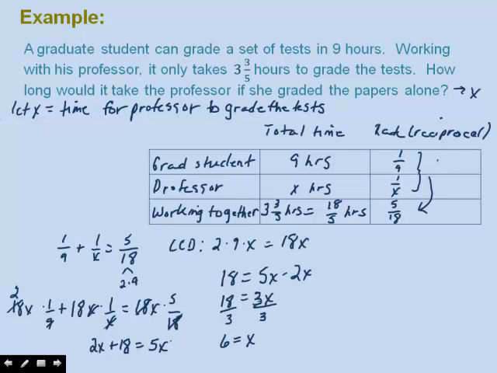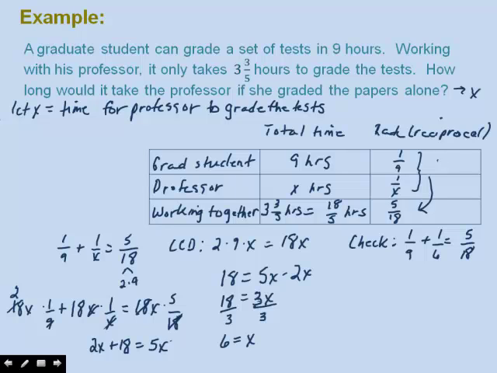Now let's go back and check this in our original equation. We would have 1/9 plus 1 over 6 is equal to 5 over 18. And we can see right now that none of the denominators are 0. Let's complete the check just to make sure we haven't made any arithmetic mistakes.